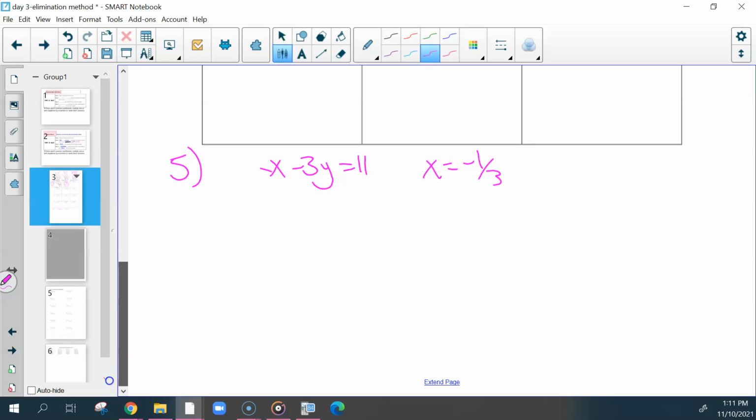If you have your calculator, you can do a lot of this in your calculator. I'm doing this by hand because I don't have my calculator up and running. So you would put this in just like you would any other problem and find out your y.